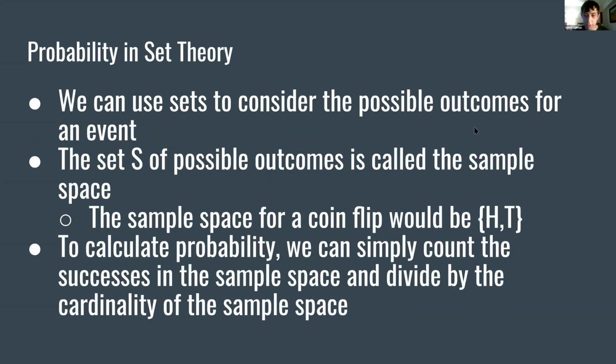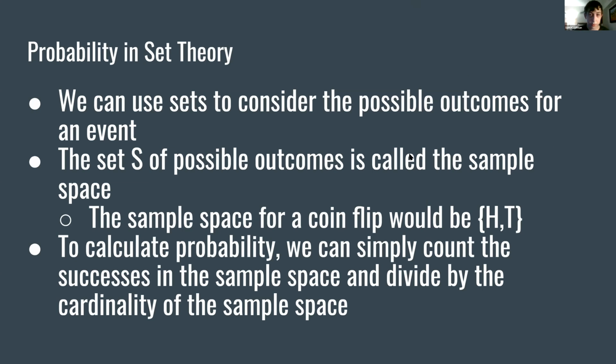So how can we use set theory to represent this? We can consider the possible outcomes for an event using a set. So we'll have a set S that represents all of the possible outcomes, and this is called the sample space. The sample space for a coin flip would be {H, T}, or heads and tails. You could write it either way. But the point is that we have two outcomes and they are in a set. And then to calculate the probability, you take the set of successes and divide the number of elements in that set by the number of elements in the sample space. So hopefully that makes sense.